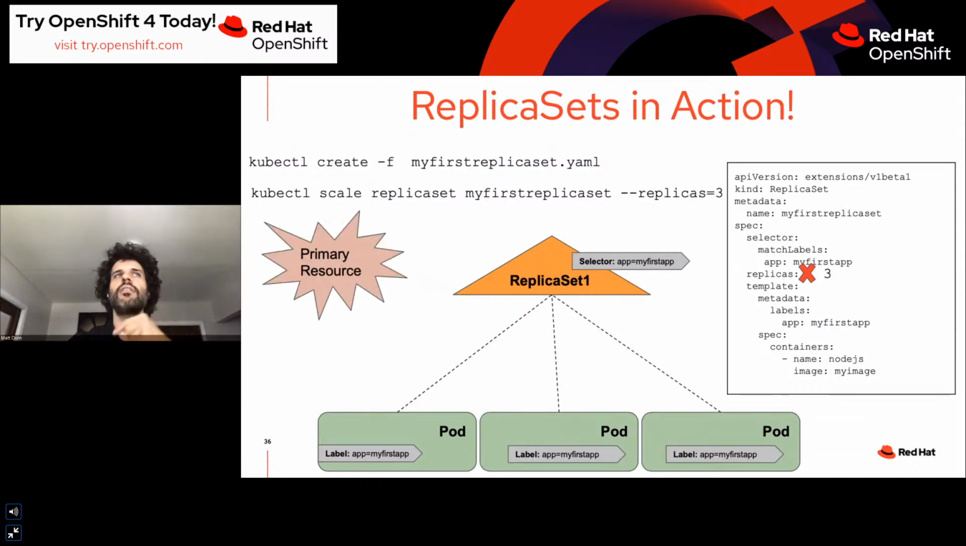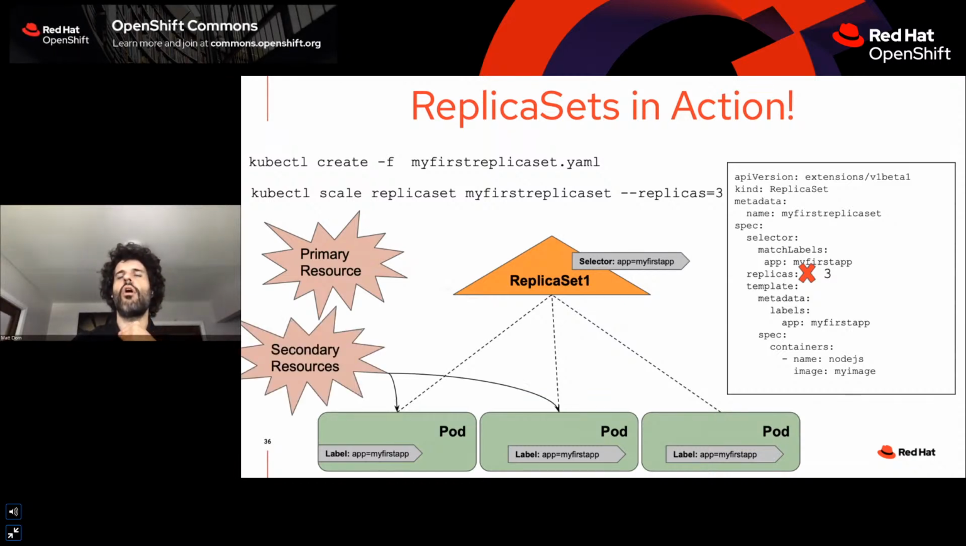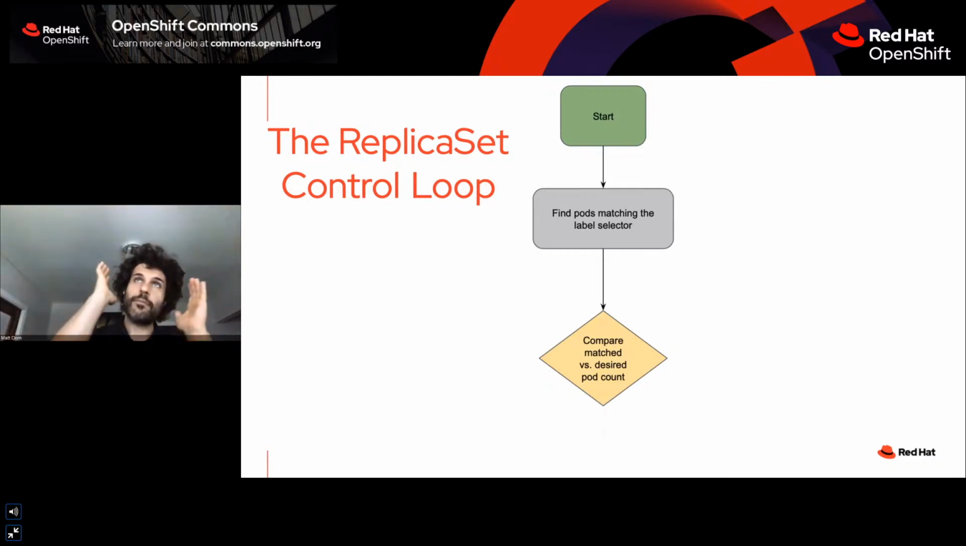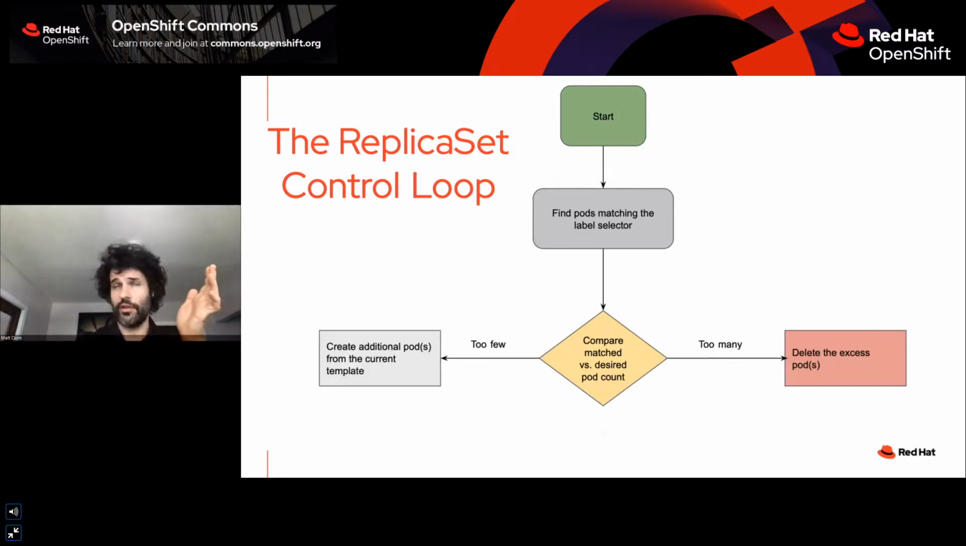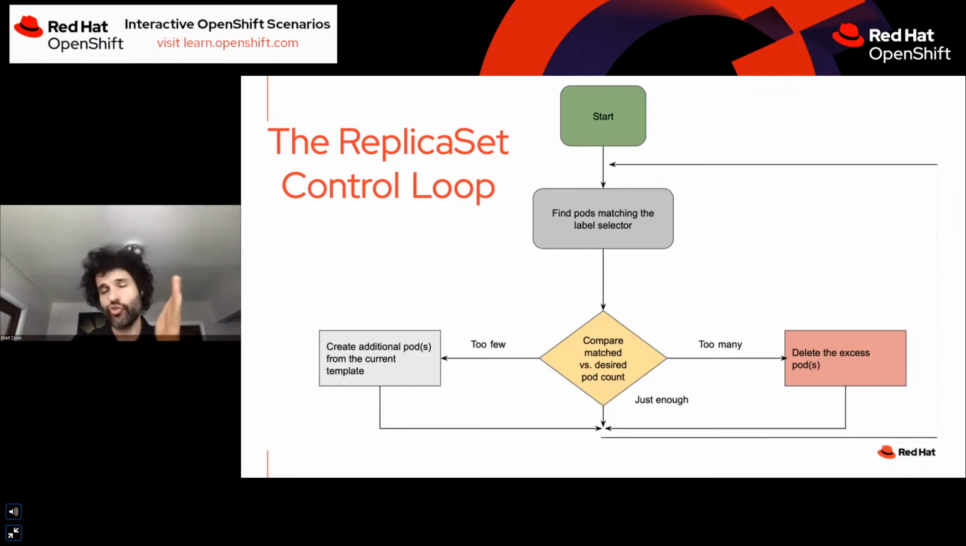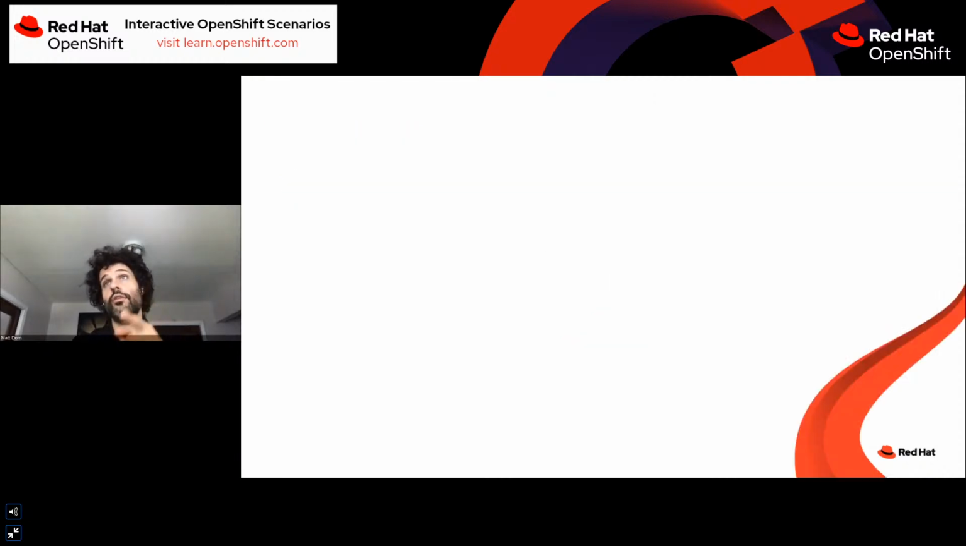The replica set here in this case is the primary resource, and the things that it creates are pods. So the replica set controller watches for the creation of kind replica sets. That's the primary resource for this controller. The replica set control loop just runs when it receives an event. It finds pods matching the label selector. That's the actual state of the environment. It then compares how many pods I currently have with our label selector to what is declared. If there are too few pods, it'll create additional pods. If there are too many for some reason, it's going to delete some. And if it's just enough, nothing will happen. But this control loop gets triggered anytime there's a create, update, or delete event on replica sets. But not just replica sets, it also gets alerted from pods.